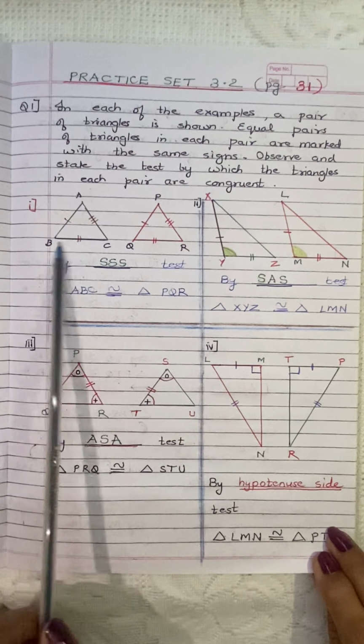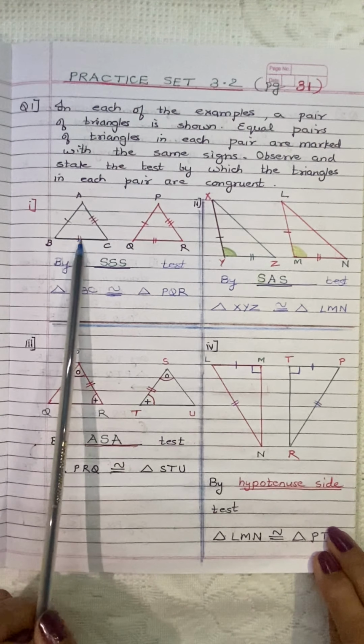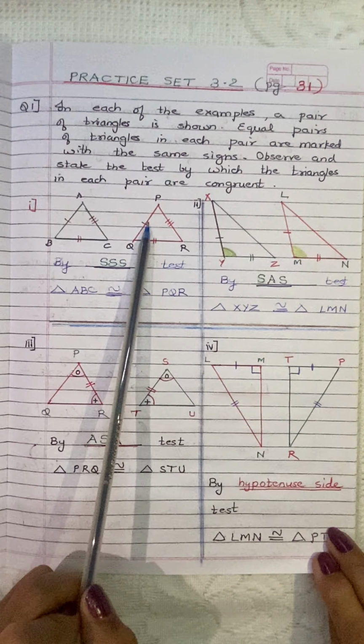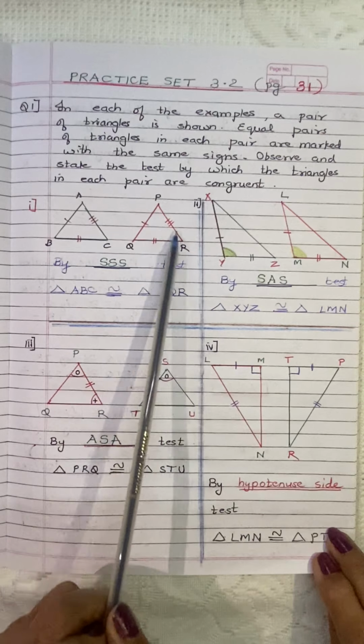So triangle ABC and triangle PQR. Here there is 1 mark, here there are 2 marks, and here there are 3 marks. So 1 mark to 1 mark, these sides are equal, 2 marks to 2 marks, these sides are equal, 3 marks to 3 marks, these sides are equal.